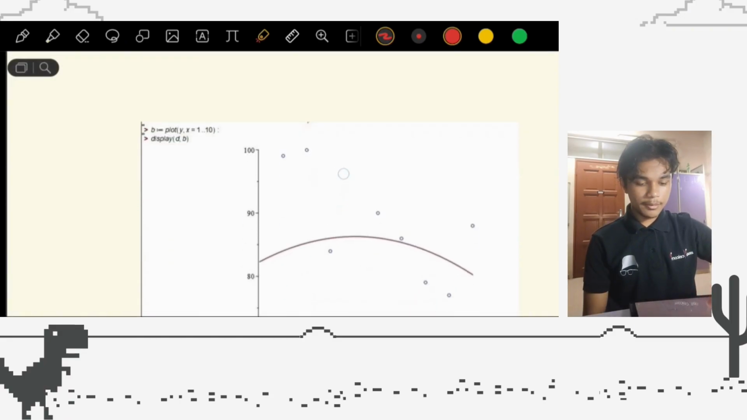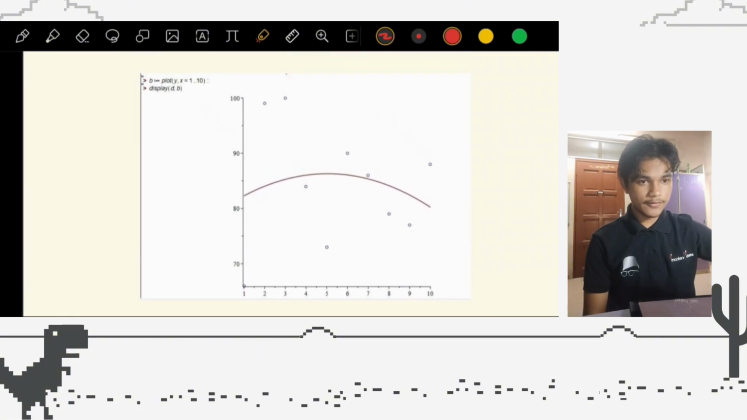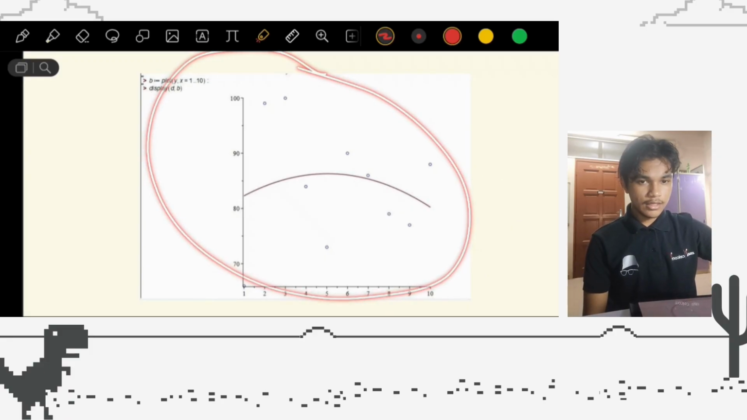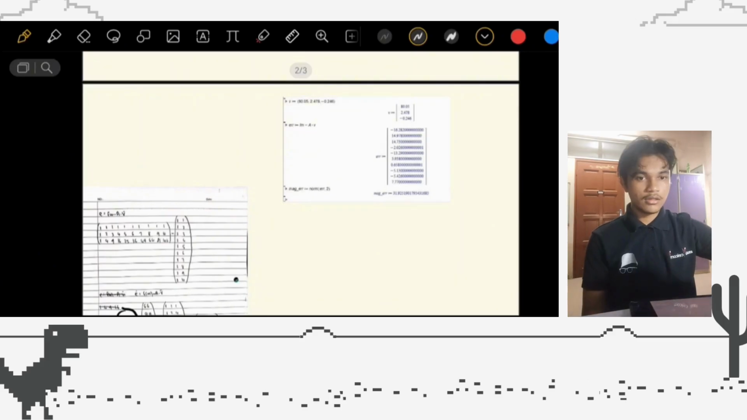Then we need to make Maple generate the graph of the quadratic best fit curve. This visual output helps us clearly see the relationship between the week number and dengue cases based on the model.